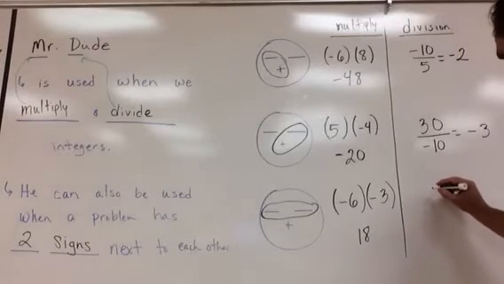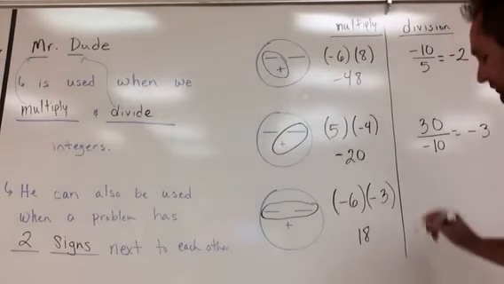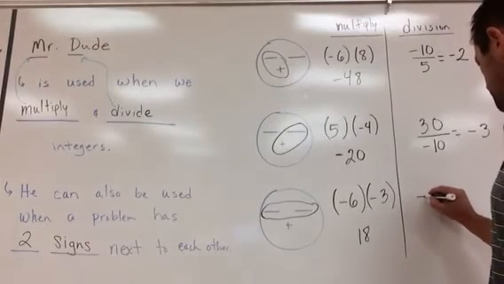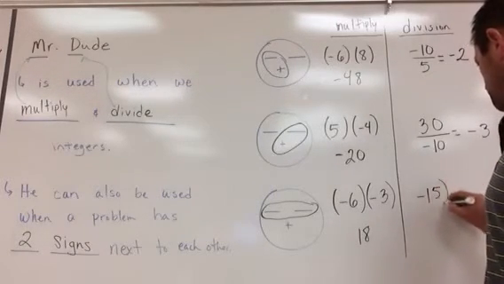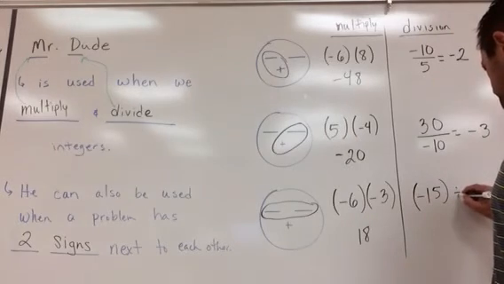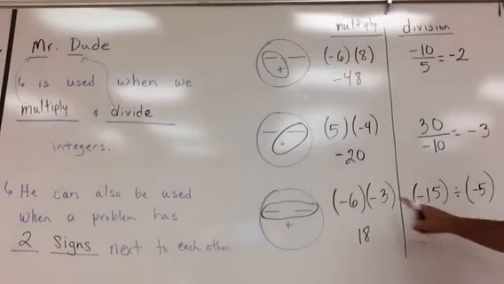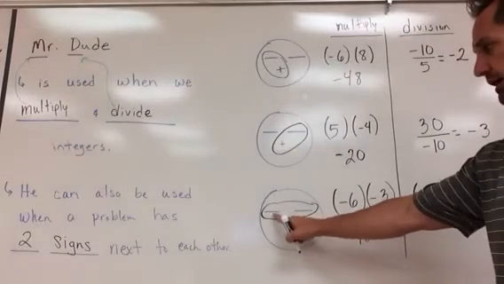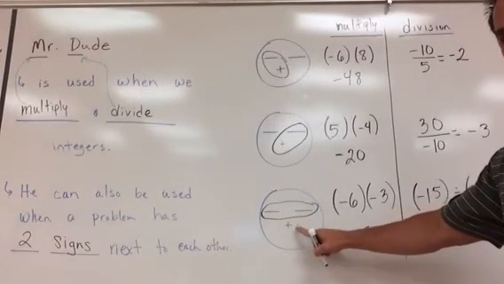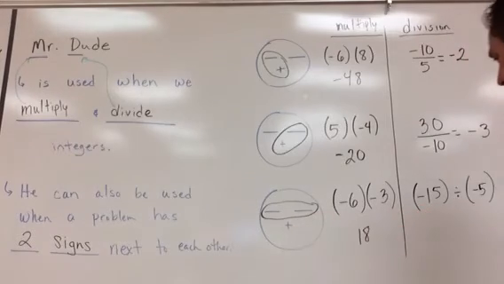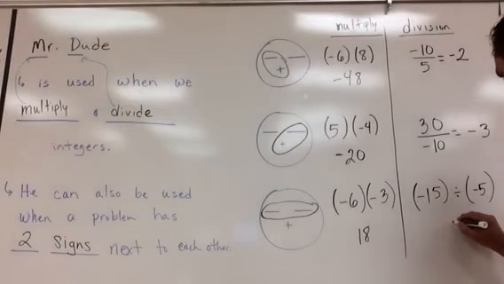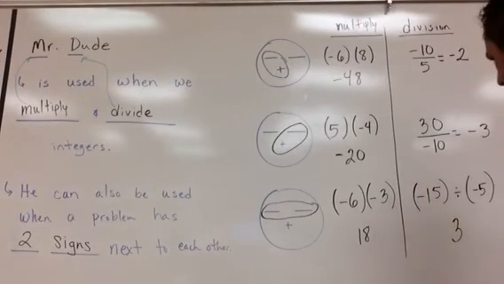Okay, and then we'll try another one. And we'll write it out a little bit differently. For this one, I will say negative 15 divided by negative 5. Okay? And again, we have a negative divided by a negative. Our answer will be positive. So negative 15 divided by negative 5, your answer should be positive 3.